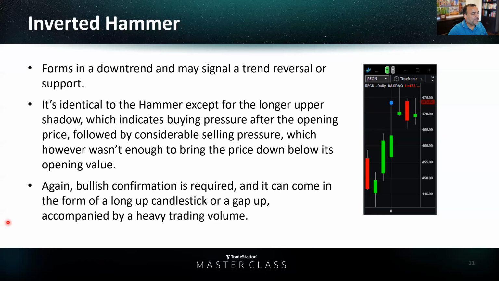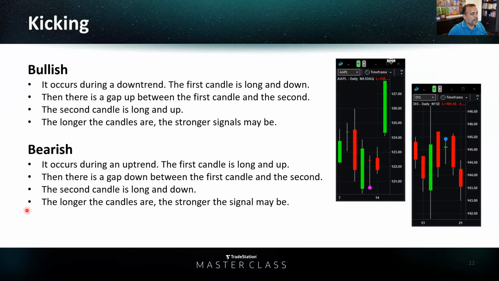We have a candlestick called kicking. Again, it occurs during a downtrend. The first candle is a long one down. There's a gap between the first candle, and the second candle is a long one up. The longer the candles are, the stronger the signal. So what we're looking at is the two prior candles.